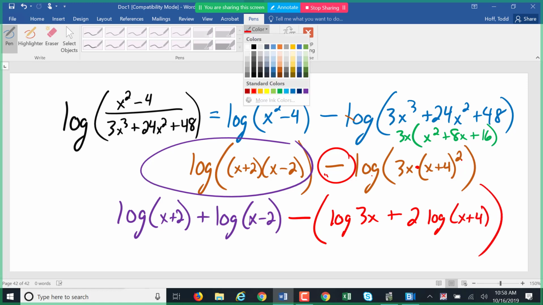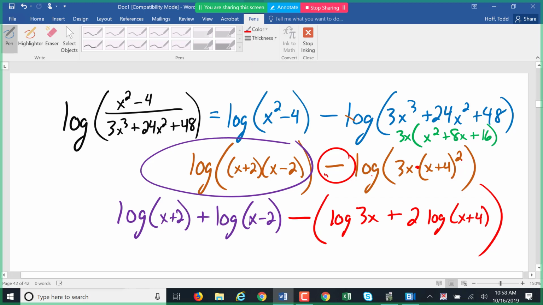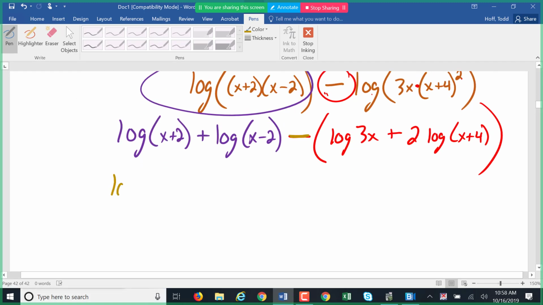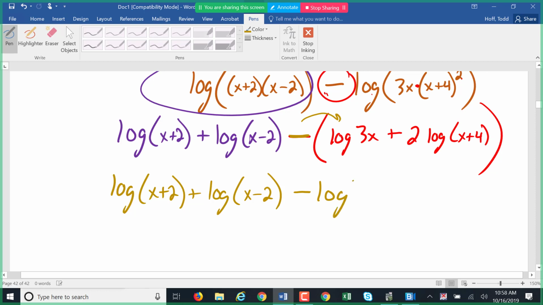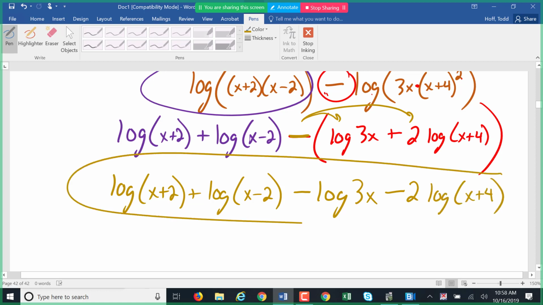I wrote that in a different color because we still have to do a little bit of algebra here. This minus in front of that has to be distributed. So the beginning piece here, log of x plus 2 plus log of x minus 2, is not going to change. But when we distribute that negative, that'll be minus log of 3x, and then minus 2 times the log of x plus 4. That's as far as we can break that down.